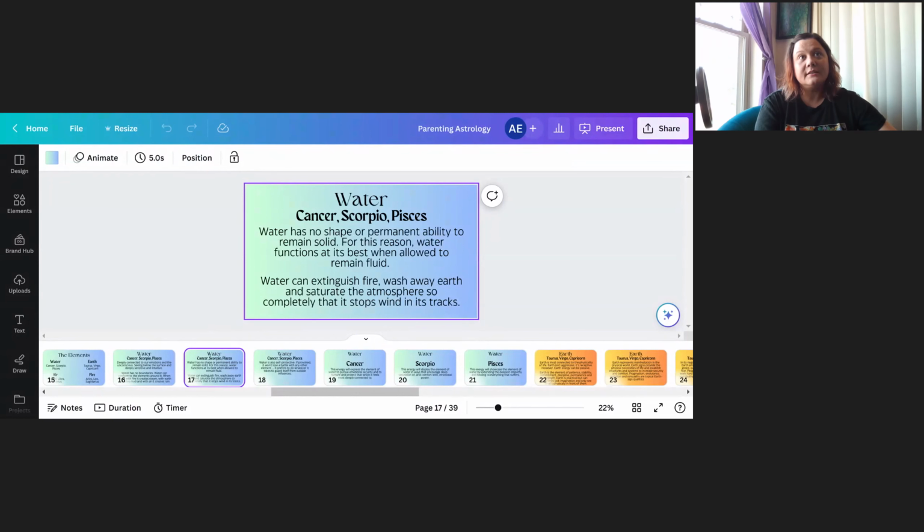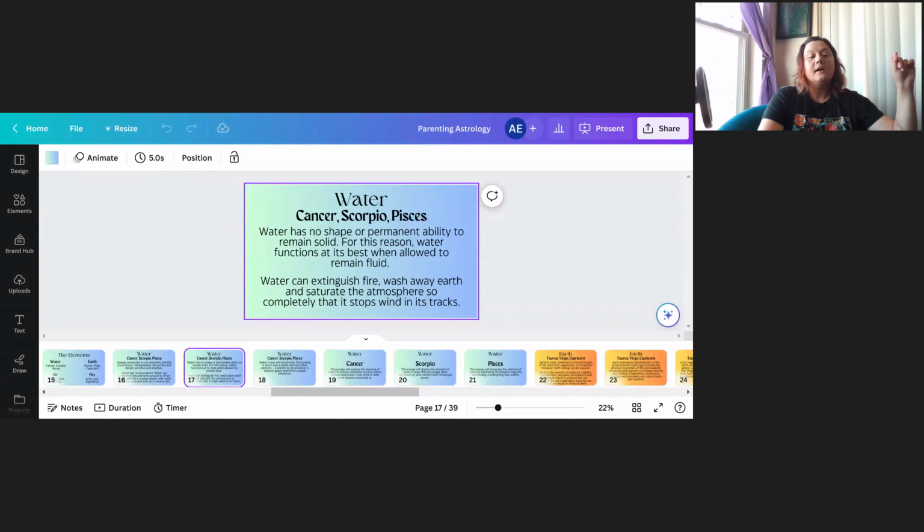And again, like I said, if you're watching this from the child's aspect, and even if you're an adult, this information can really benefit our parents as well. Now, water can extinguish fire. It washes away the earth and can saturate the atmosphere so completely that it stops wind in its tracks. So in this sense, water is the most powerful energy that there is in all the elements and in all the zodiac signs.